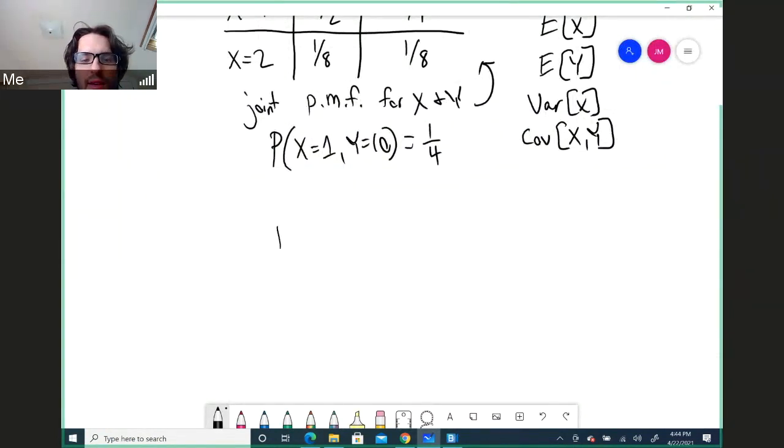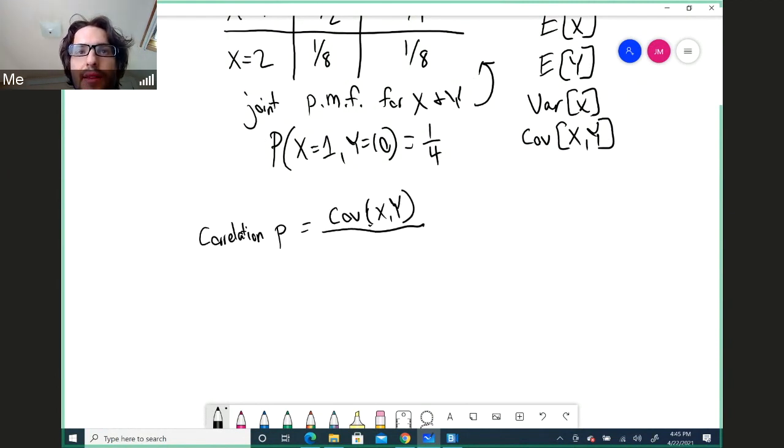Recall that our correlation, usually rho, is equal to the covariance of X comma Y divided by the square root of the variance of X and the variance of Y, like that, if I'm not mistaken. And so that's our correlation. You might be asked to calculate it. That is also fair game.